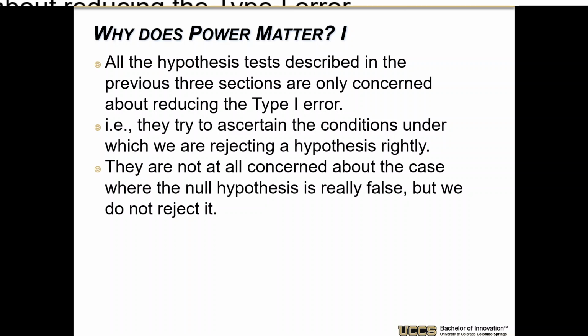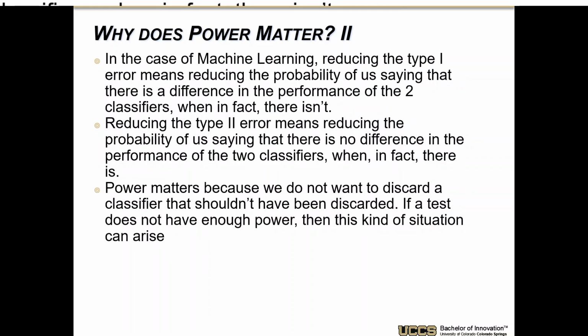Okay, so why does power matter? In machine learning, reducing the probability of a type 1 error means reducing the probability of saying there's a difference in the performance of the 2 classifiers when there isn't. Reducing the type 2 error, which is related to our power, reduces the probability of us saying there's no difference in the performance of these 2 classifiers when in fact there is.